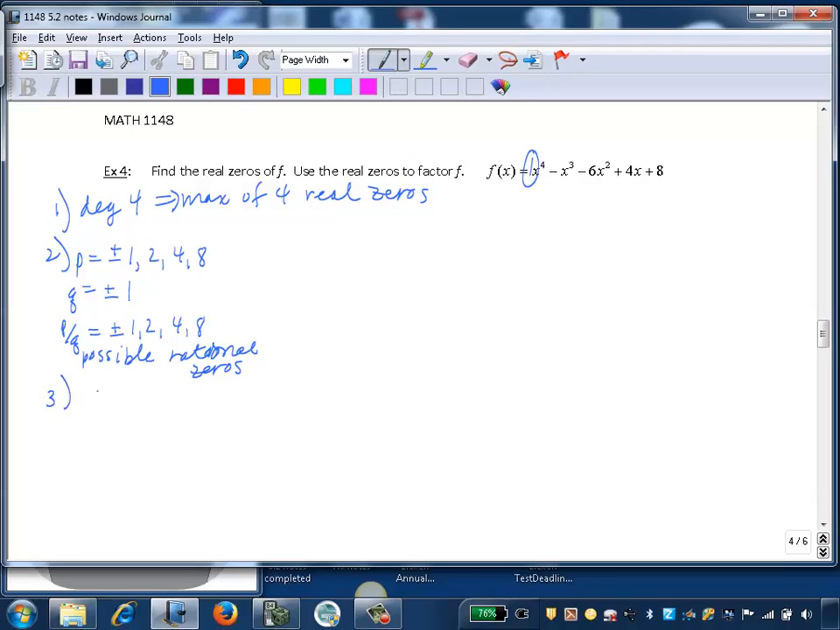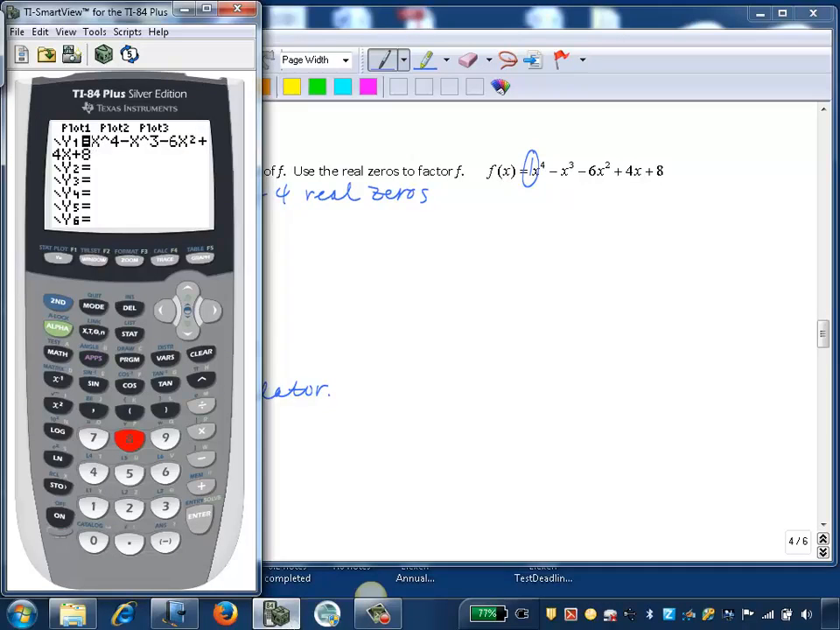Okay, step 3, we're going to graph on the calculator. So we enter our function here, x to the 4th minus x cubed minus 6x squared plus 4x plus 8. And if I just graph on a standard viewing window, zoom standard, so we know if we're looking for real zeros, we're looking for x-intercepts. So we can see here it appears to have 3 x-intercepts.